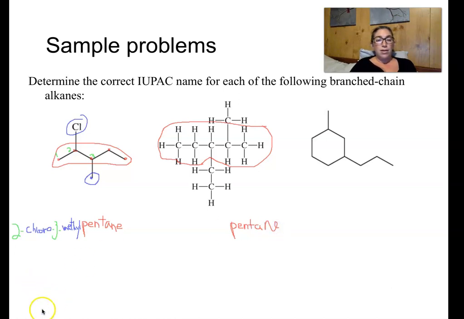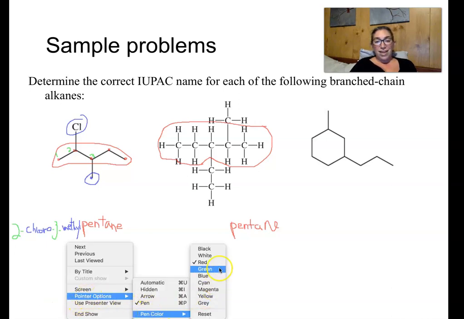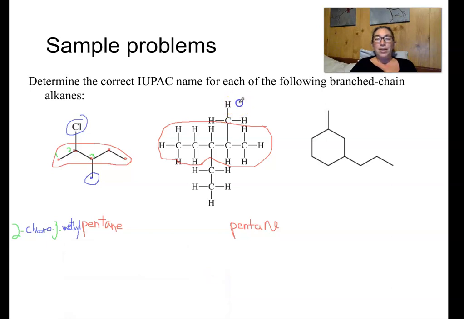The substituents. I'm trying to change my pen color and I'm having brain farts here. Okay, here we go. In blue, we got this CH3 group that I kind of bulldozed over a little. And down here, a 2-carbon group, an ethyl group. So we have a methyl and an ethyl.